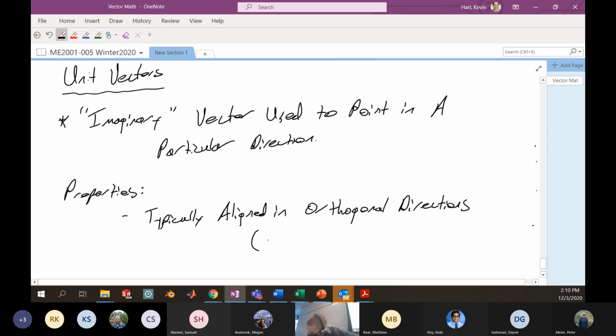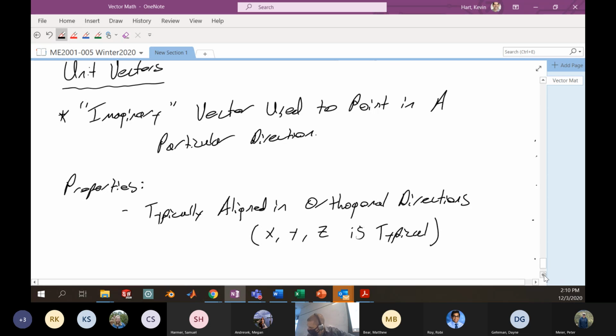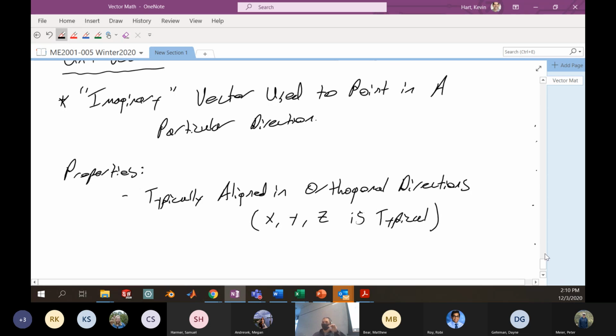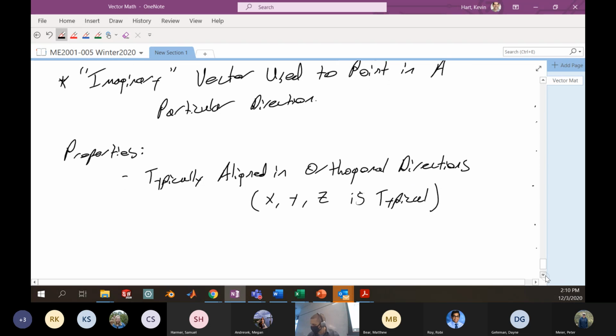For us, that's like x, y, z, which is typical. Yeah. So question here in person, what does orthogonal mean? Orthogonal means that it's 90 degrees with respect to each other. Okay, so you know, one unit vector 90 degrees from another unit vector. Orthogonal, same as perpendicular.